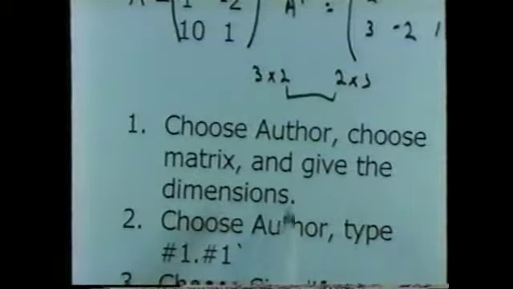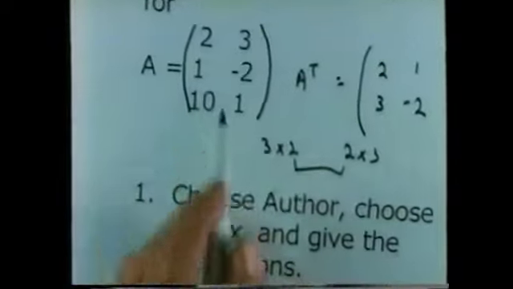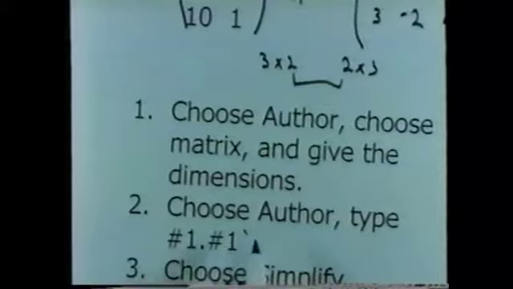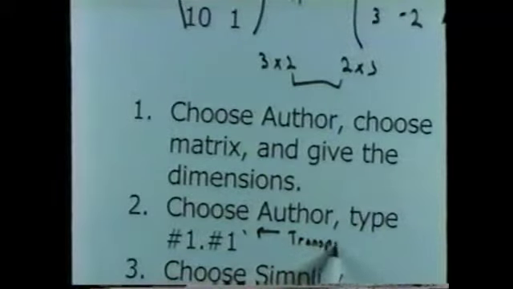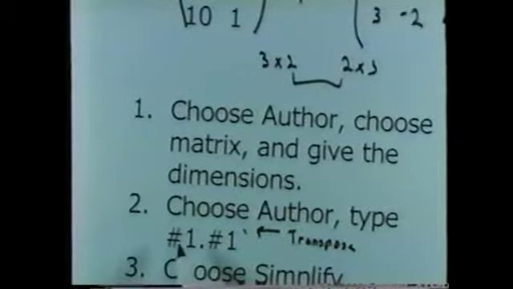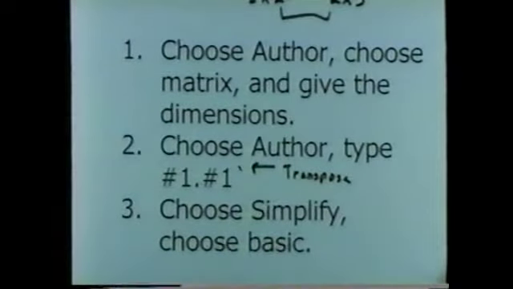Now once you get the matrix entered, you choose author and you type number 1, because that's the only matrix you've entered, times, remember the period means times for matrices, number 1, and this is the symbol for transpose on Derive. So find this symbol on the keyboard. So this is A times A transpose, because expression number 1 is matrix A. Then you simply choose simplify and choose basic.